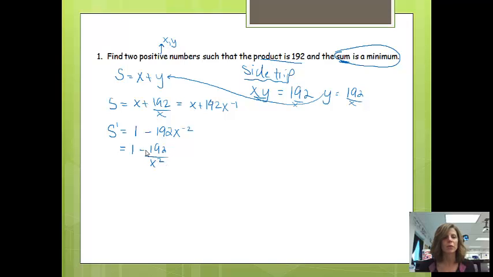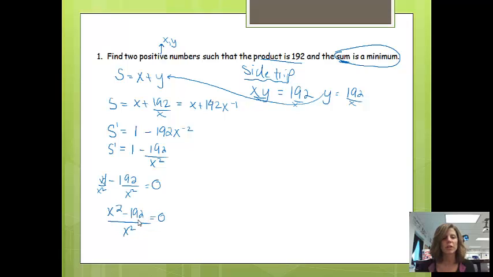Now that we've found the derivative, the next thing that I would want to do is get a critical number, so I'll take that and set it equal to 0. There are probably a couple of different ways to work this. You could get a common denominator right now, which I think most people are doing, so that's the approach I'm going to take. I'd have to multiply the top and bottom of this one by x squared, so I'm going to get x squared minus 192 over x squared equals 0.